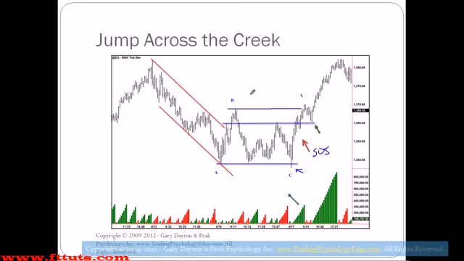So this is kind of nice. And also, here's something I look for. You know, we break right here, we get oversold in the trend channel.